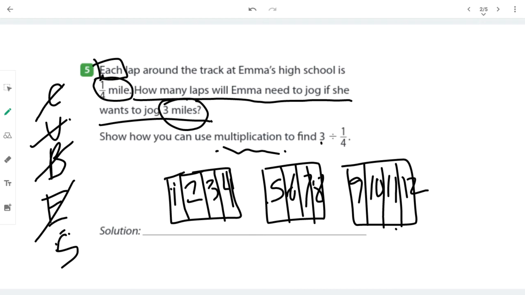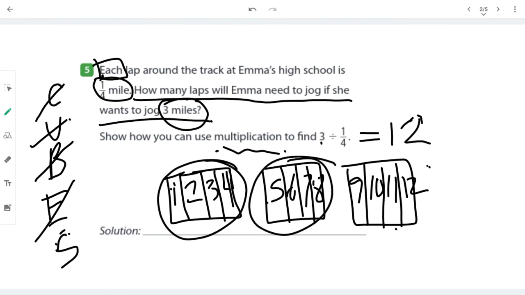It will take 12. How is that related to multiplication? Well, let's think about the definition of multiplication. It's many groups of the same thing, or repeated addition. Do you see groups of the same thing in your model? I see one group here, one group here, and one group here. How many groups do you see?